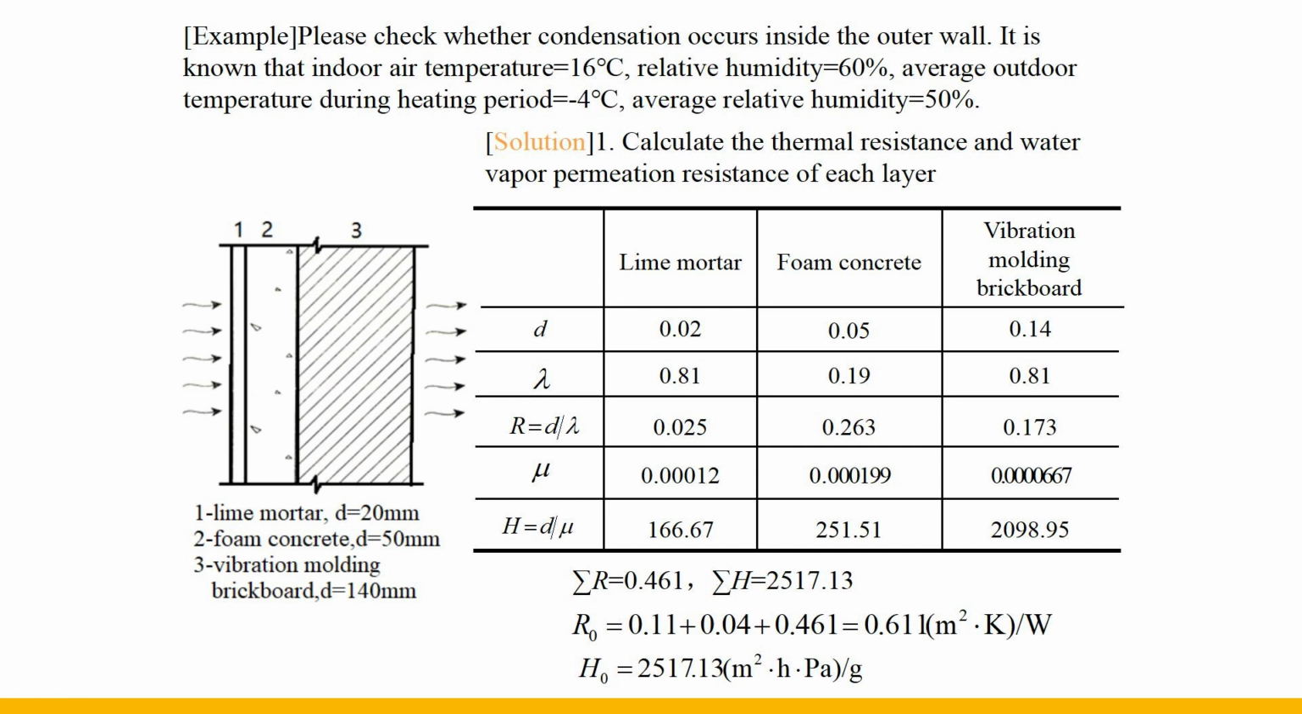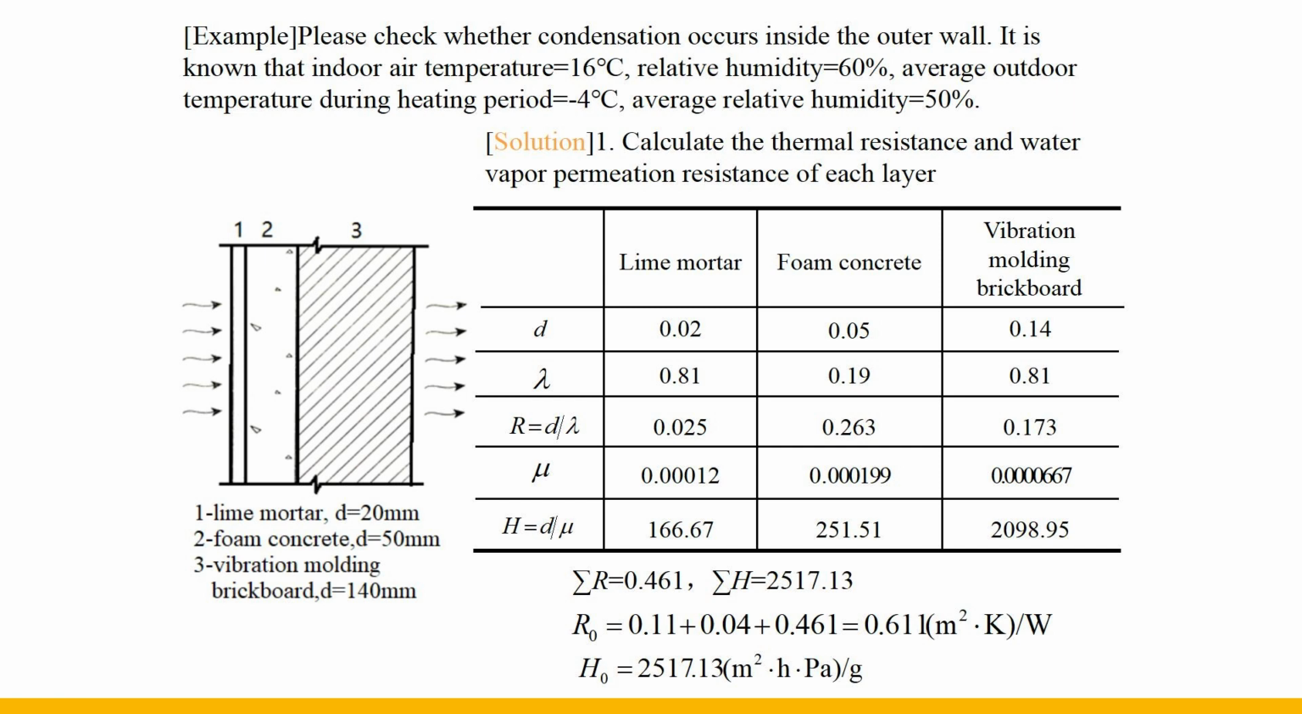Then calculate the internal temperature and the actual water vapor partial pressure of each layer. Finally, according to the calculated saturated water vapor partial pressure value and the actual water vapor partial pressure value, draw the saturated water vapor partial pressure distribution line and the actual water vapor partial pressure distribution line, and judge whether internal condensation occurs according to whether the two lines intersect.